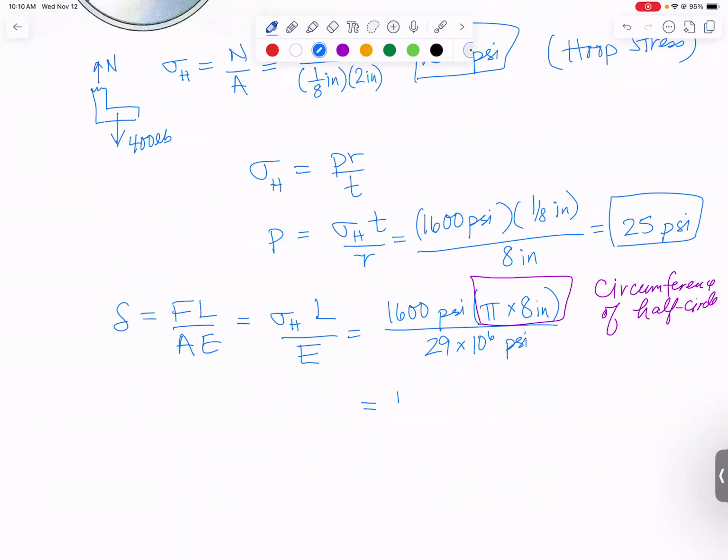This comes out to be 1.387 times 10 to the minus third inches. You could write it as 0.00139 inches, rounded to 3 significant figures. And we solved the problem.